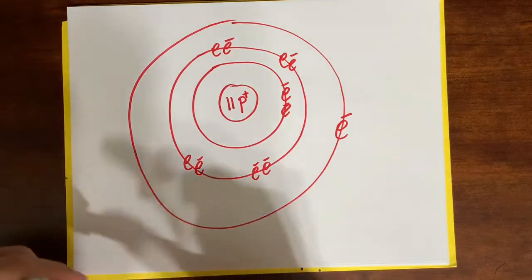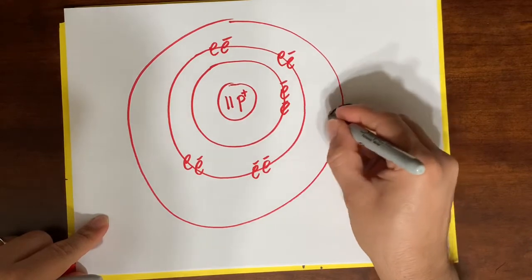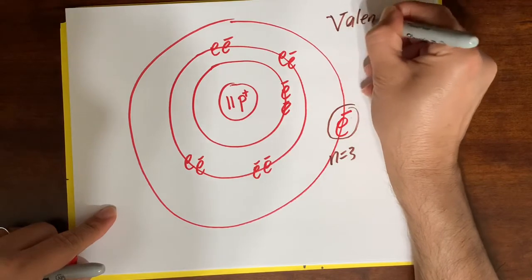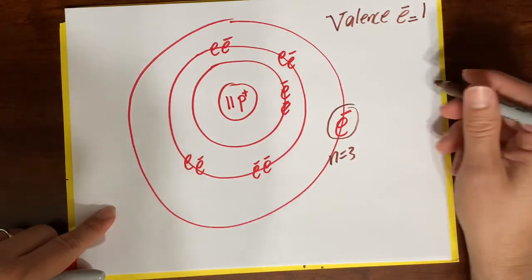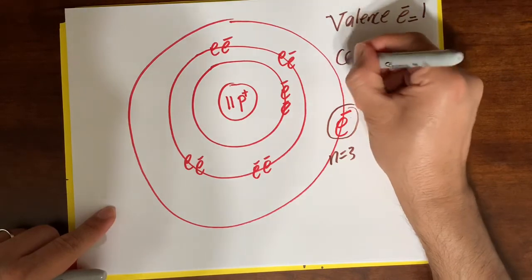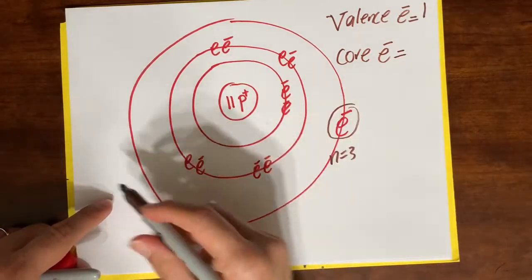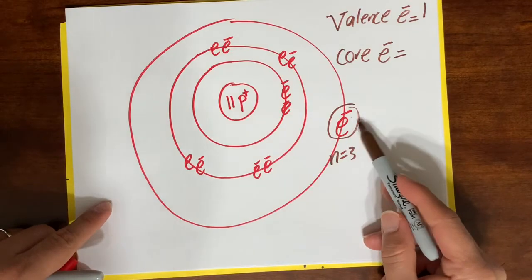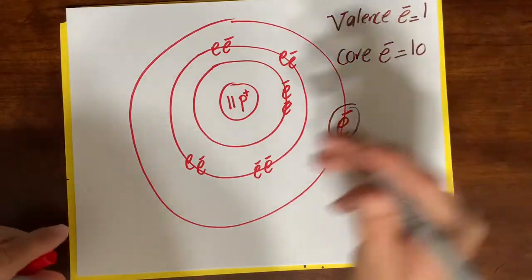The number of electrons inside the last layer, n equal 3, represents valence electrons. So we say valence electrons equal just 1. We have only 1 valence electron. Core or inner electrons are whatever is left. Totally we have 11 electrons, one of them is valence, so the leftover will be 10. 10 core or inner electrons.